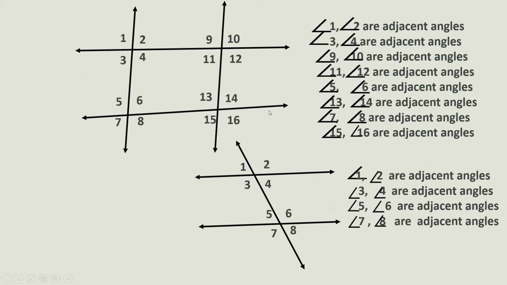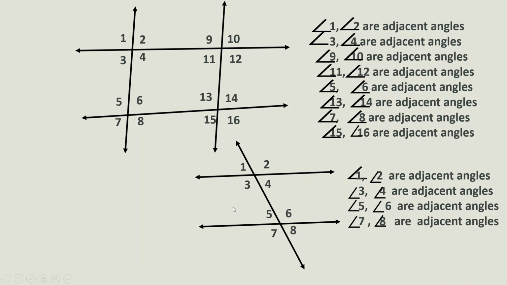Now let's point out which are adjacent angles. Angle 1 and angle 2 are adjacent angles because they share this common vertex and this side. Angle 3, 4 are adjacent angles, 9, 10 are adjacent angles, 11, 12 are adjacent angles, 5, 6 are adjacent angles, 7, 8 are adjacent angles, 15 and 16 are adjacent angles because they all share the same vertex and the same side.